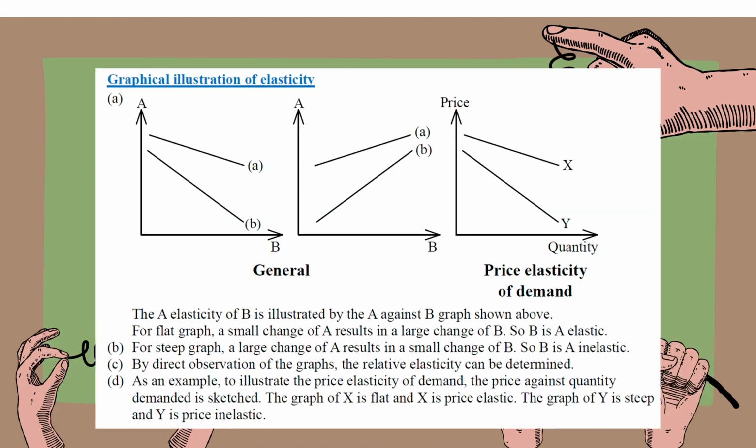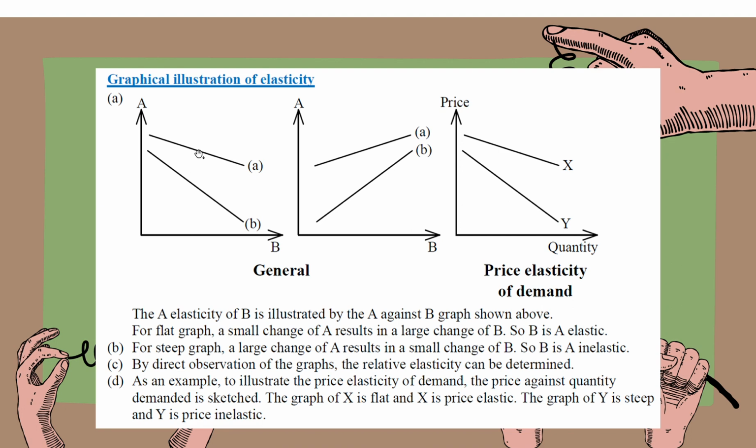I love this thing. So it's a graphical illustration of elasticity. How to illustrate it? We have a general situation, A and B. Remember, it's the response of B to A. So if the horizontal change is big, elastic. If the horizontal change is small, inelastic. Look at and compare the two curves. For the flat one, when A drops a little bit, wow, B changes a lot. So B is A elastic. But for the steep one, when A changes a little bit, B also changes a little bit. So quite inelastic. So B is A inelastic.